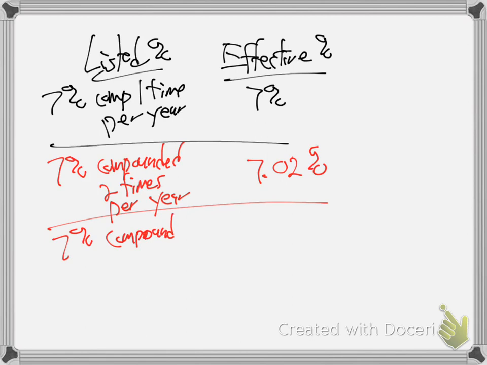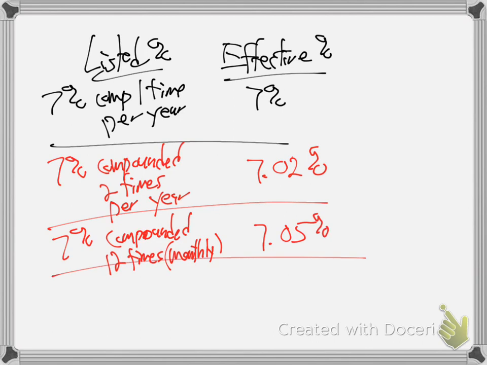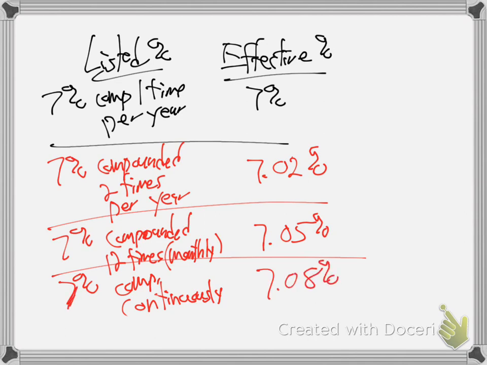If you have 7% compounded a whole bunch of times, like 12 times, monthly, then it'll do even better. Maybe it'll be 7.05%. That's probably dramatic. It's not quite that high. And then the highest, 7% compounded continuously. Did I spell that right? No, I can't spell and talk. Continuously. There we go. That would be maybe 7.08 or something. I'm just guessing. So you get the idea, right?